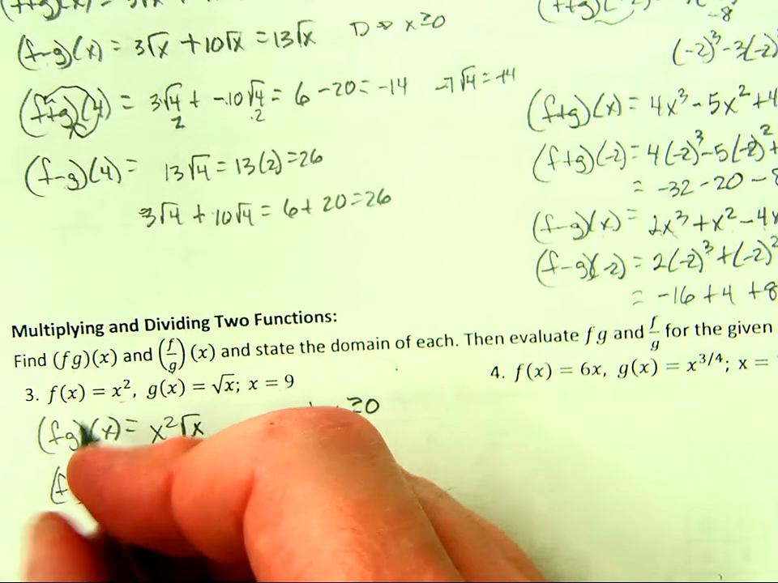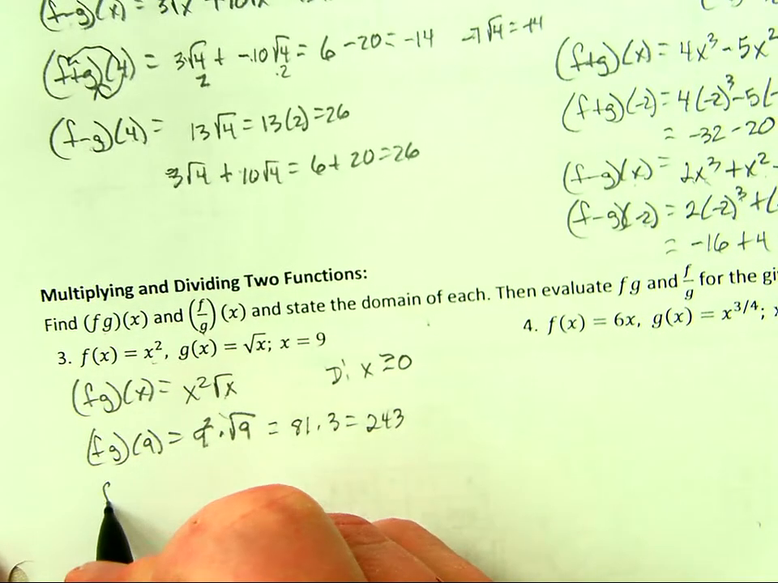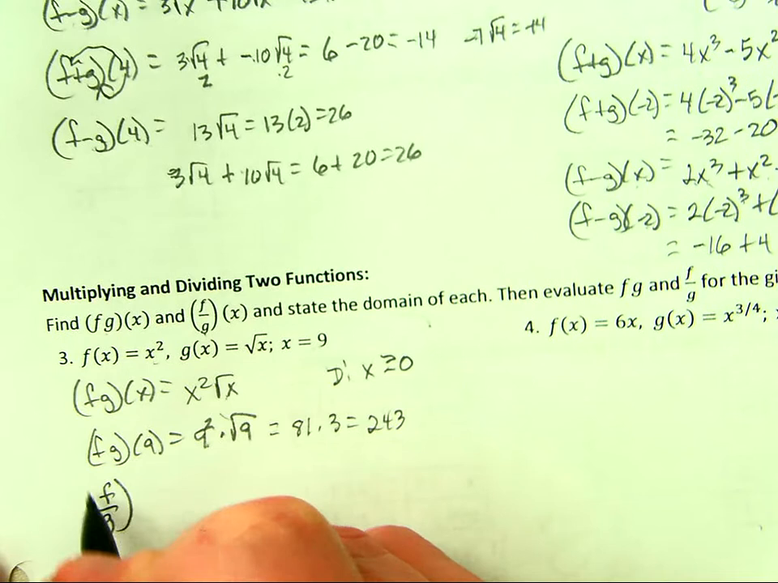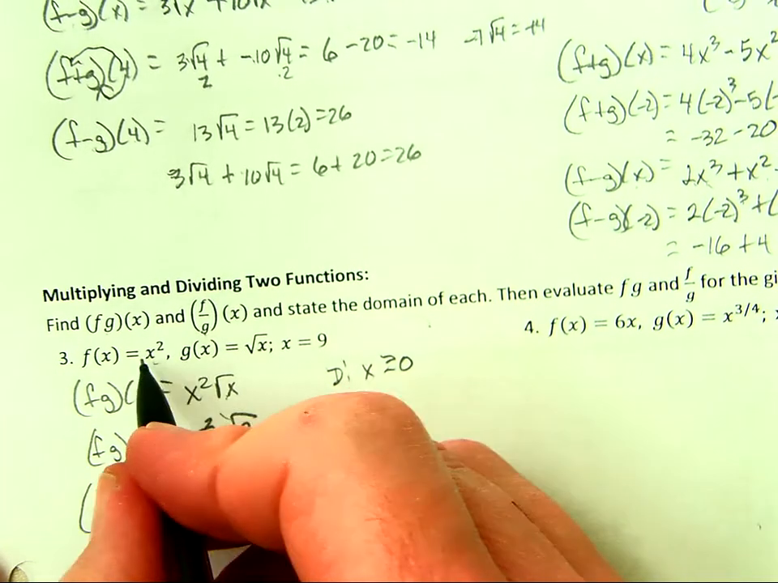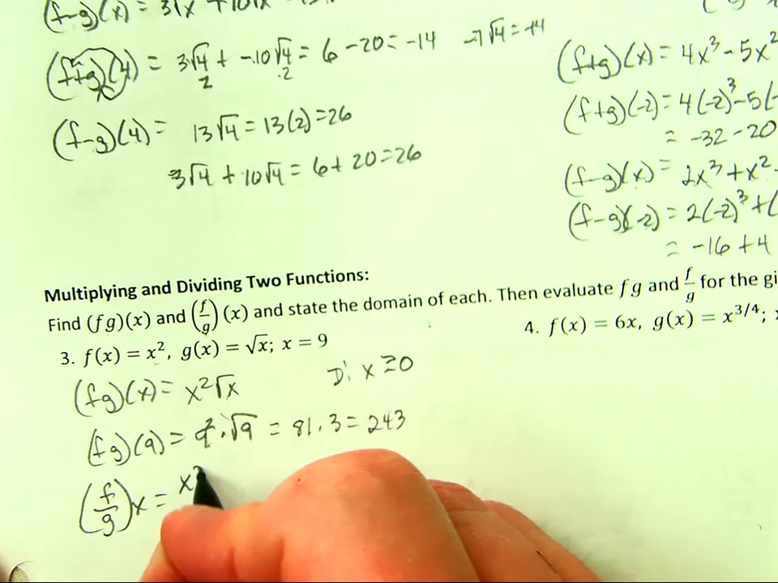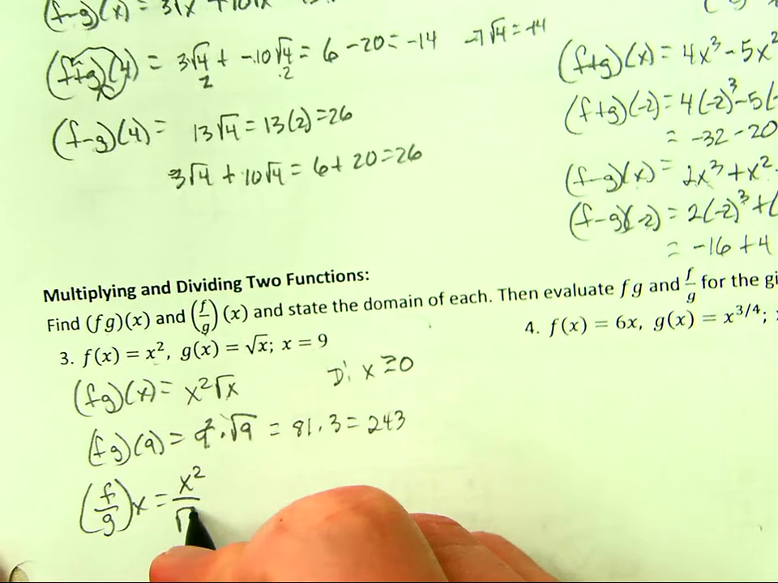Now let's do the divide one. So f divided by g. f divided by g of x. Well, we're going to take f of x, which is x squared, divided by g of x, which is radical x.